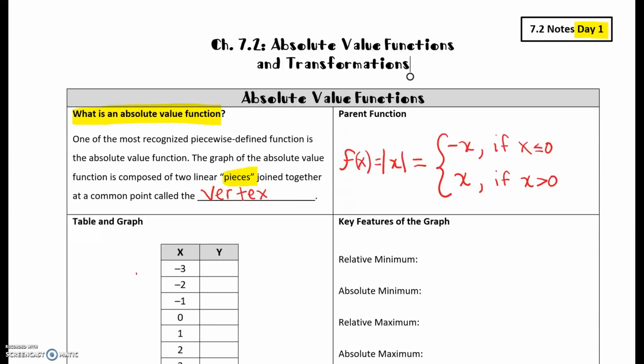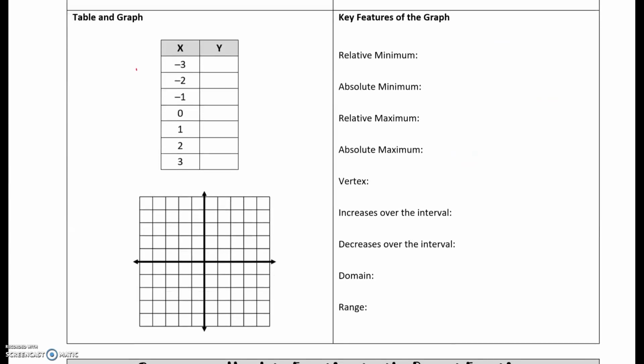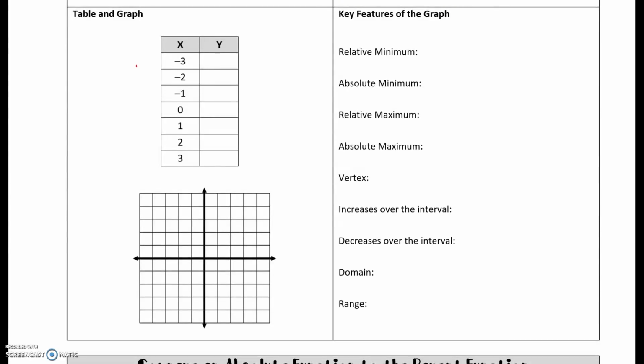So this is officially your parent function, and I need you to concentrate that we're doing the absolute value of x. So as we scroll down here, we are going to do the table and graph, and then we're going to talk about the key features of this graph. Now, keep in mind that this is the parent function. So it is y equals the absolute value of x. So if I complete this table, I have the absolute value of -3. Well, that is the distance away from 0, so that is going to be a +3.